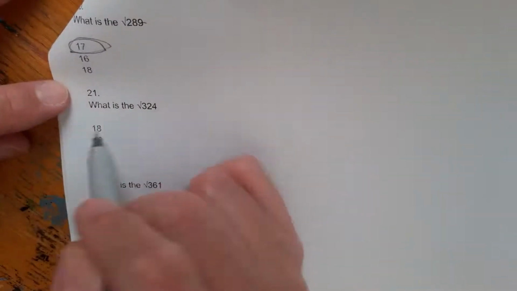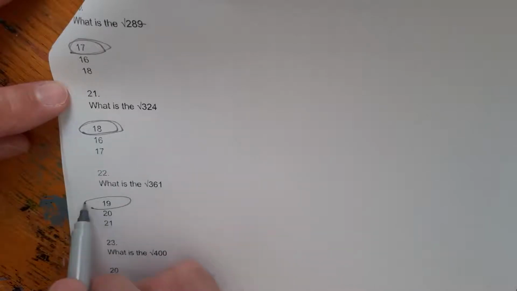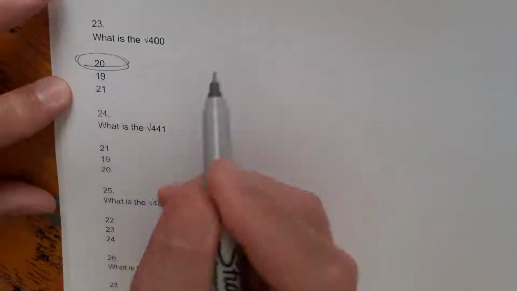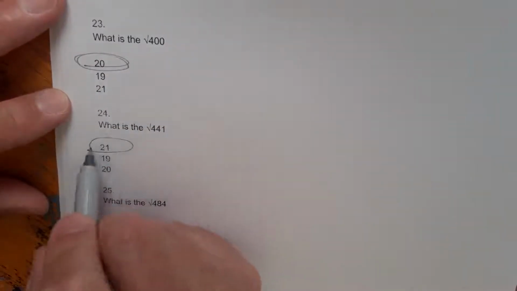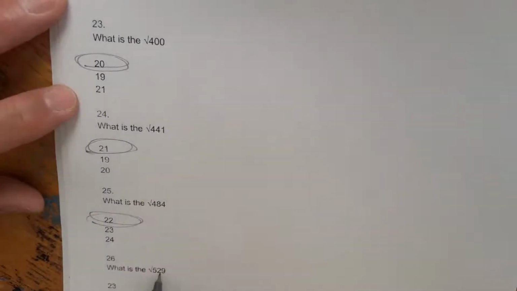The square root of 289 is 17. The square root of 324 is 18. And they're just going in order here, you guys. The square root of 361 is 19. The square root of 400 is 20. The square root of 441 is 21. The square root of 484 is 22. The square root of 529 is 23.